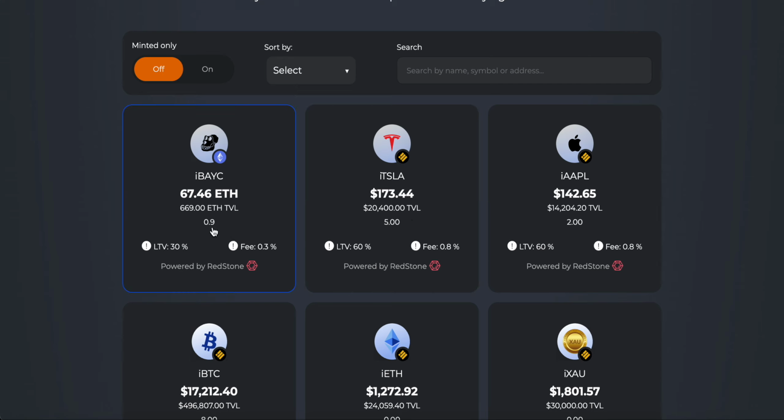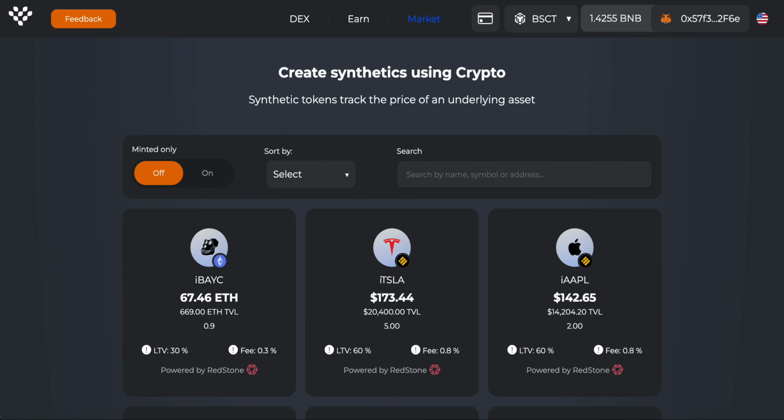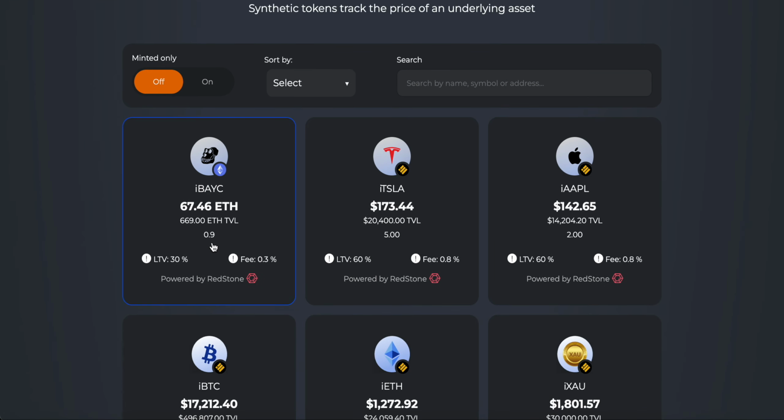Below, the small number is how many synthetic tokens you, the user, have created. So me on my account, I have created 0.9 Bored Ape Yacht Club NFT tokens. Here's the LTV. LTV represents how much collateral you have to put per synthetic token created. I advise heading to our docs. You can find the link on our landing page, and we'll break this concept down really well. But let me just give an example.